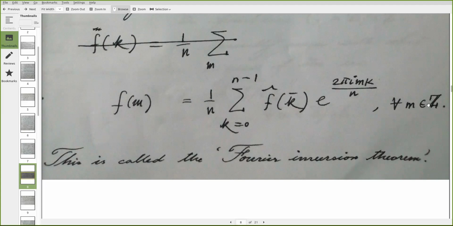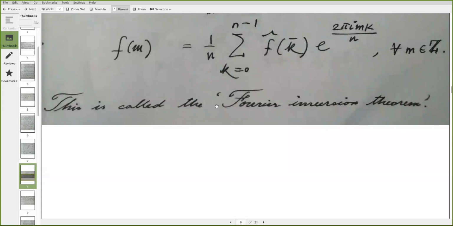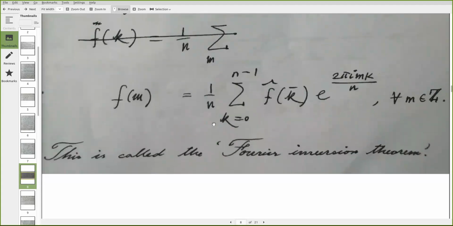So this is what we get, and again this is quite familiar to us, because not exactly in this form, but we have seen similar things when the sum was replaced by integrals in the scenario of classical Fourier analysis on the real line. Therefore, like earlier, keeping the analogy, we will call it the Fourier inversion theorem.